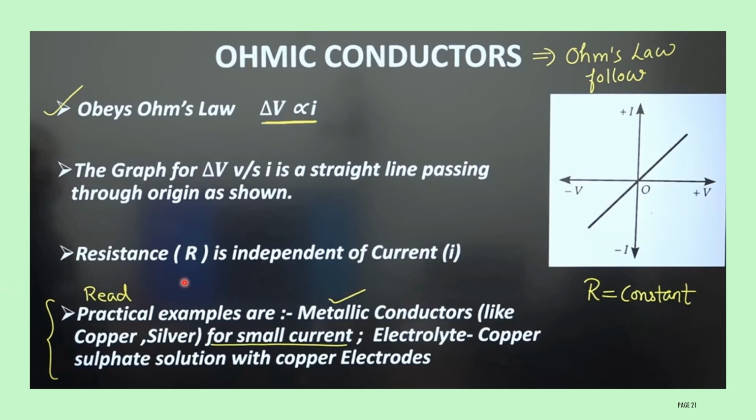Then resistance R is independent of current I. R does not depend upon the current I. R is independent of current. Resistance will be constant. Then practical examples are metallic conductors like copper, silver for small current. This point is very, very important. Metallic conductors behave as ohmic conductors for small current. Electrolyte, copper sulfate solution with copper electrodes. These are the three conditions. If they follow these conditions, then those conductors behave as ohmic conductors.